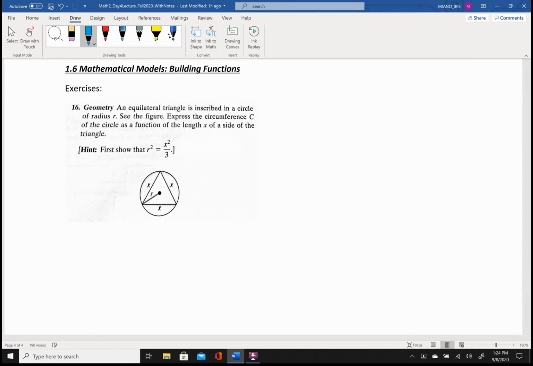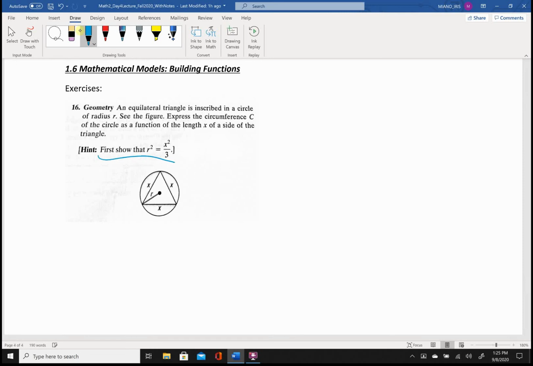Anyway, so what is this problem saying? An equilateral triangle is inscribed in a circle of radius r. See the figure. Express the circumference c of the circle as a function of the length x of the side of the triangle. So it says first show r squared equals x squared over 3.